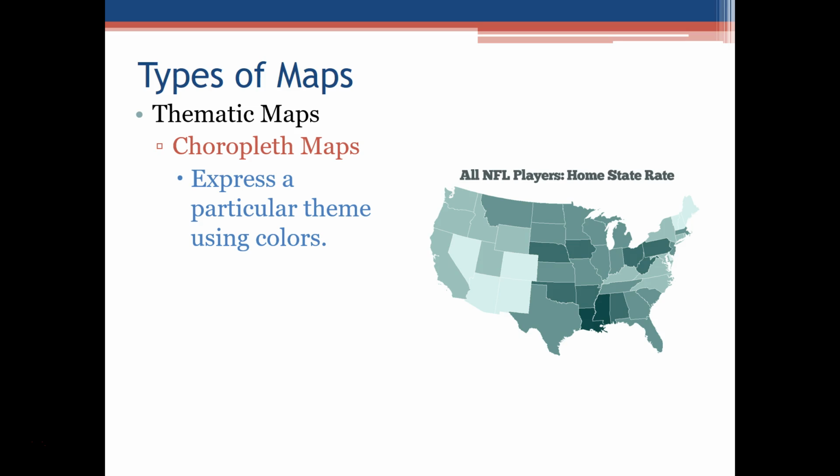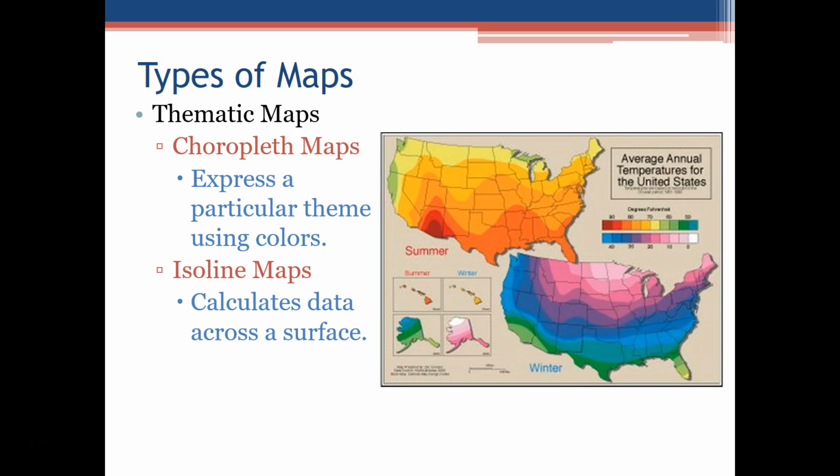Okay, so choropleth colors. Isoline maps calculate data across a surface. The most common type you'll see in our class, and you'll be asked about on the exam, are going to be weather maps. You can see these in example weather maps. See how it kind of flows and changes.